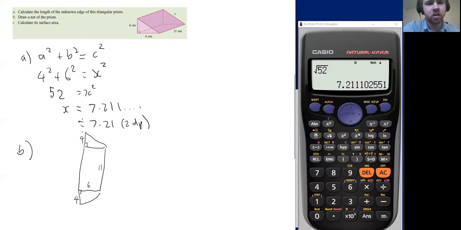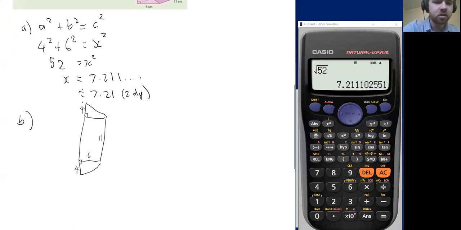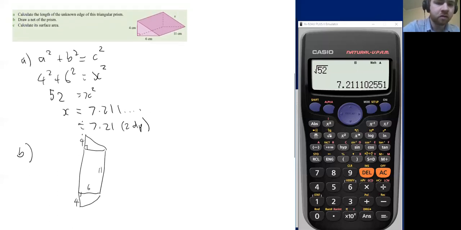I can draw right angles there if I want, just to remind me that that's the height. And then I've got 2 rectangles with different dimensions. This one here has the value of X that we just calculated, so 7.21. And then this one here is just going to have a height of 4. Okay, so we've got our net here. We've got all the dimensions that we need. So then calculate its surface area.